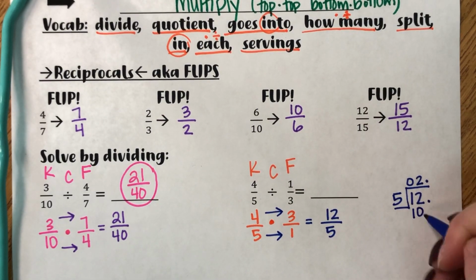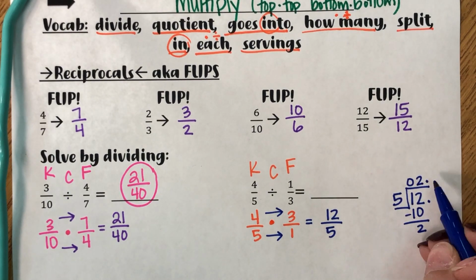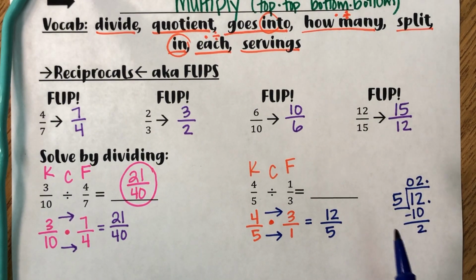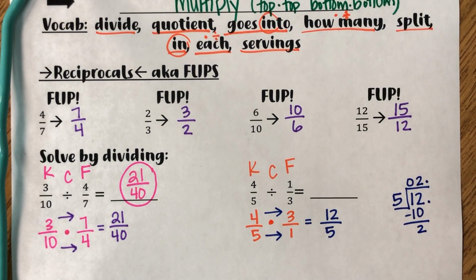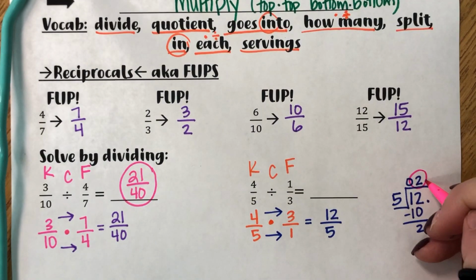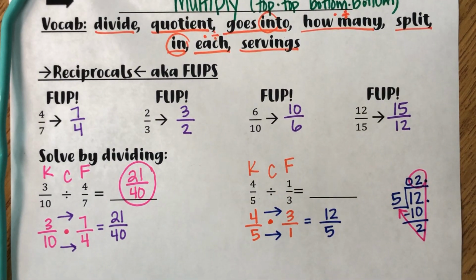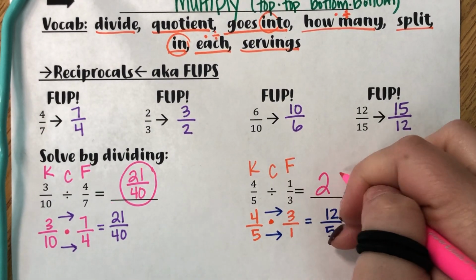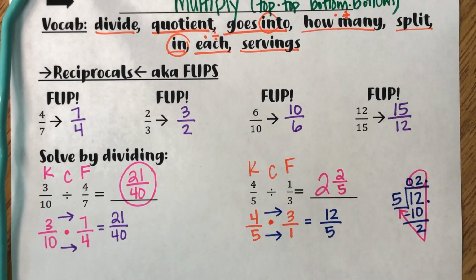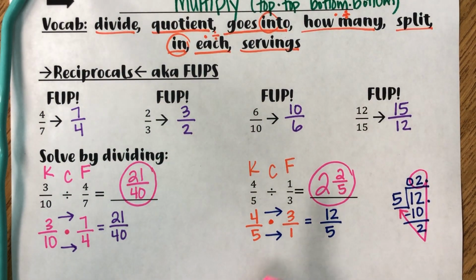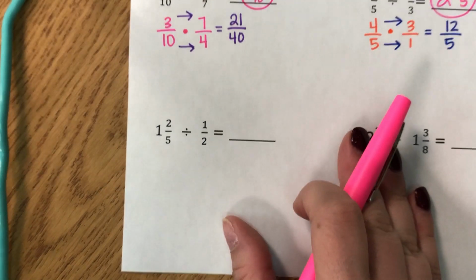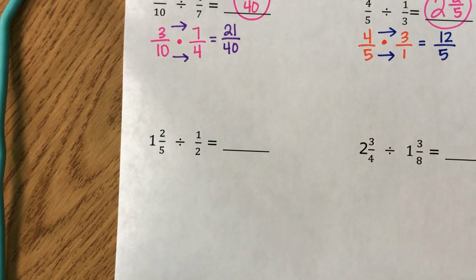2 times 5 is 10. We subtract, and because we are making a fraction and not a decimal, we are going to stop right there because we've reached our decimal, and we're gonna backwards check mark. So I have a whole 2 with a remainder of 2 out of 5. So I have 2 and 2/5. Okay? All right, and then our next example problem is going to be 1 and 2/5 divided by 1/2.